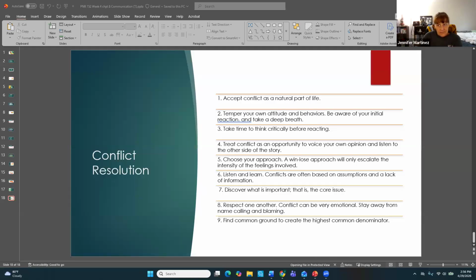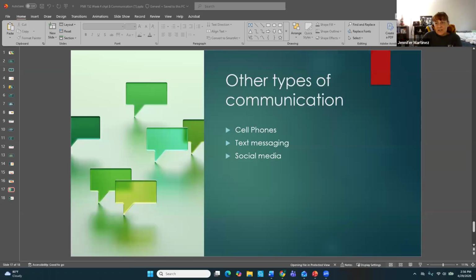Cell phones, text messaging, and social media. Please stay off your phones. Posting stuff about your job, about your clients, can get you in so much trouble. Some of the nurses that have gotten in trouble have lost their licenses, lost their jobs. You guys have worked too hard to get through nursing school, right? Protect your license.